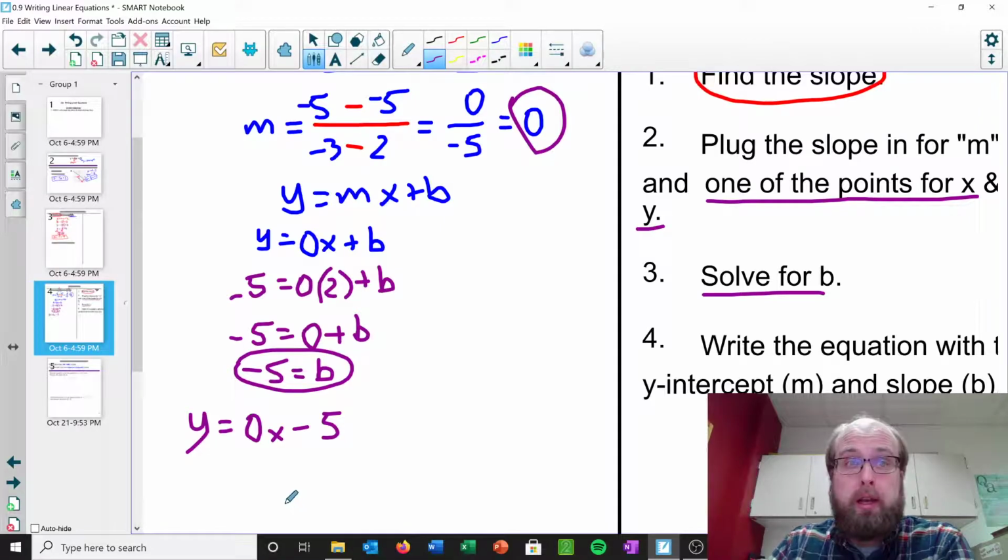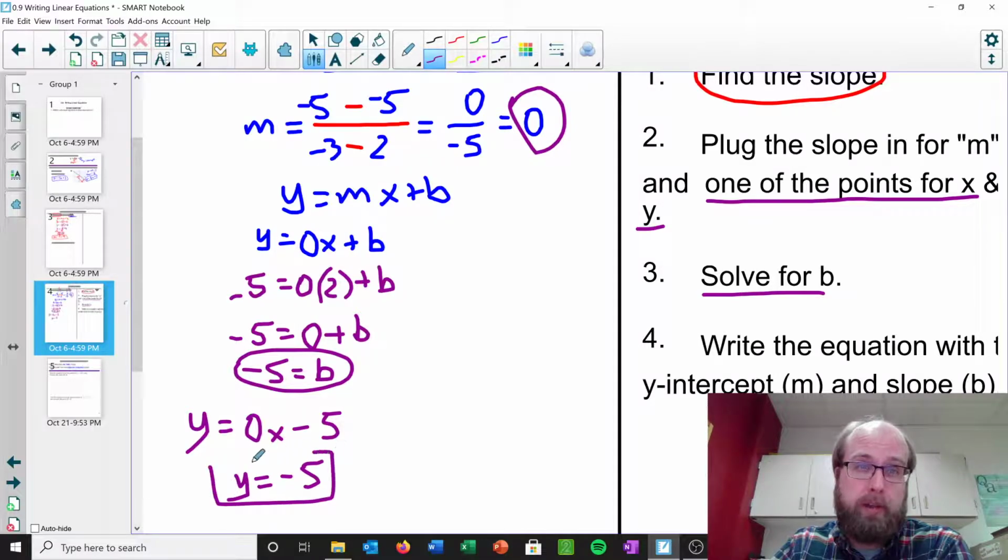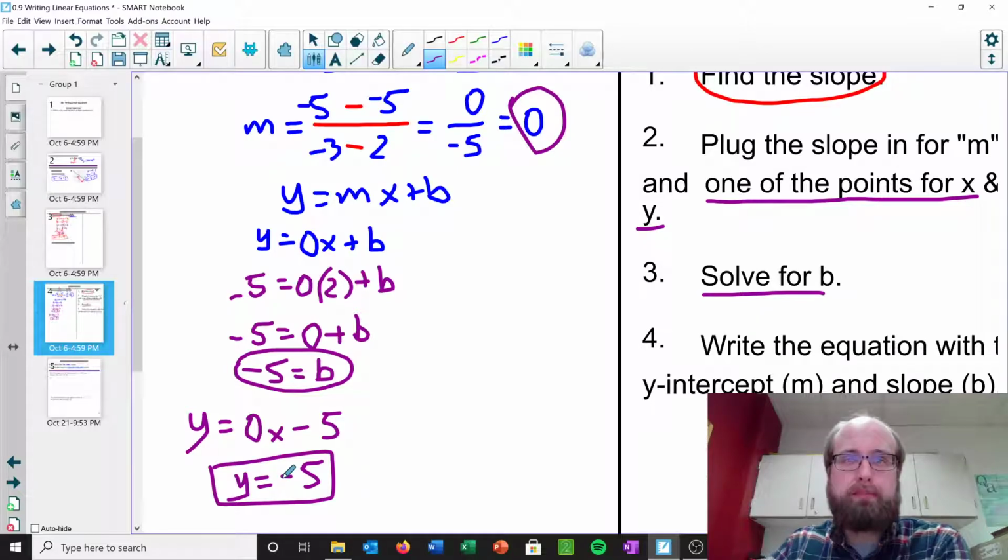All right? Now, I would accept this as an answer, but just so you know, 0 times x is just 0. And so that basically just cancels itself out. And so another way to write this is just y equals negative 5. Okay? This is actually a special case. Because it's a 0x there, like that cancels out, and we just have that. And then you'll notice this ends up being a horizontal line.